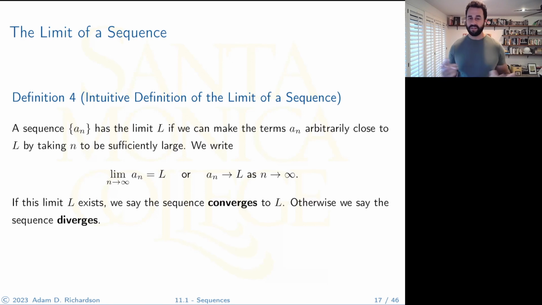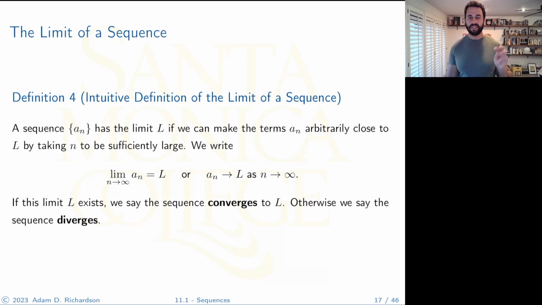This is the intuitive definition of the limit of a sequence. So we say that a sequence A sub n has the limit L if you can make the terms A sub n arbitrarily close to L by taking n to be sufficiently large. And what we write when we mean this is the limit as n goes to infinity of A sub n is L. Or in a shorter way, we'll say that A sub n goes to L as n goes to infinity. And if this limit L actually exists, meaning it's not infinity, we say that the sequence converges to L. Otherwise, we say the sequence diverges.